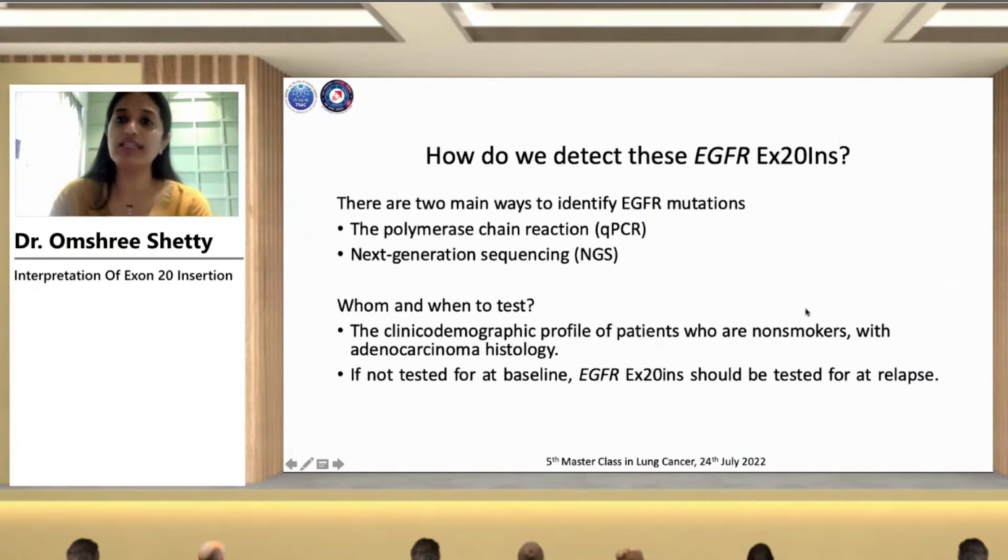So how do we detect these EGFR exon 20 insertions? So there are two main ways. One is the polymerase chain reaction, the real-time PCR. Earlier, even conventional Sanger sequencing was also used. Now it is phased out. Then comes the next generation sequencing.